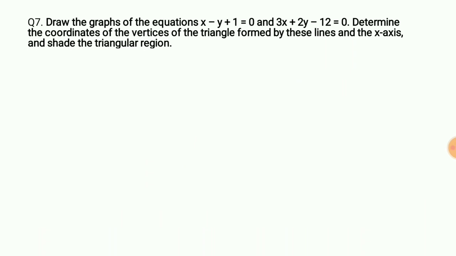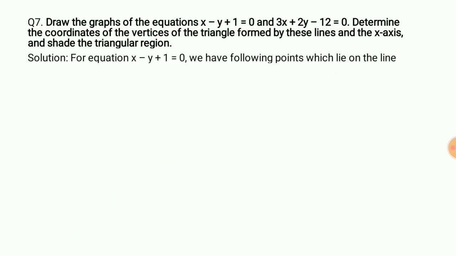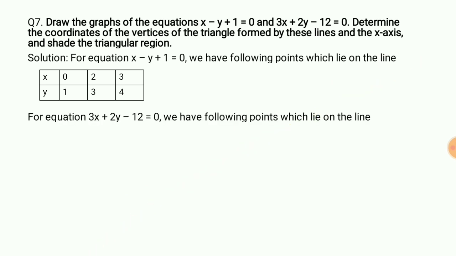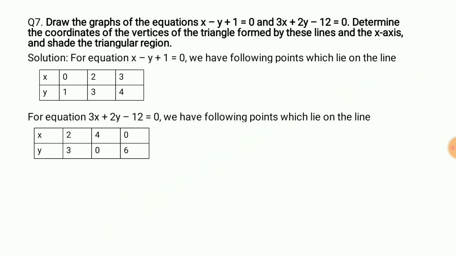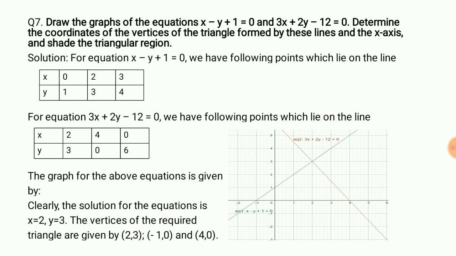You have to draw the graphs of the two equations and determine the coordinates of the vertices of a triangle formed by these lines and the x-axis and shade the triangular region. So here you see for the first equation x minus y plus 1 equal to 0, we can find out the solution set, the table that we used to draw in class 9th. Similarly, for the second equation, we can again find out the solutions. If we try to plot these on the graph, we will get this kind of a graph.